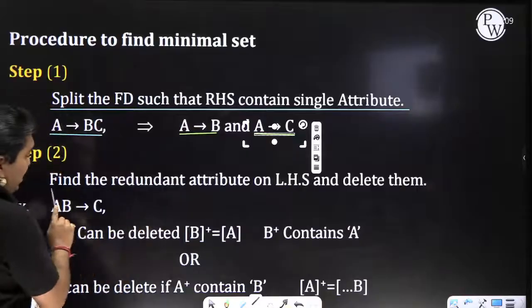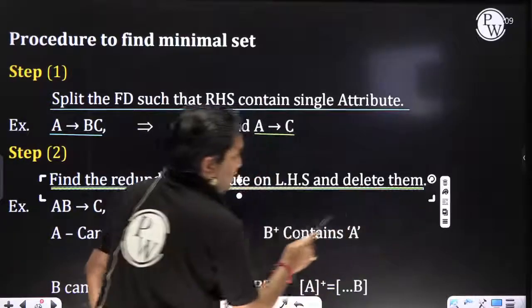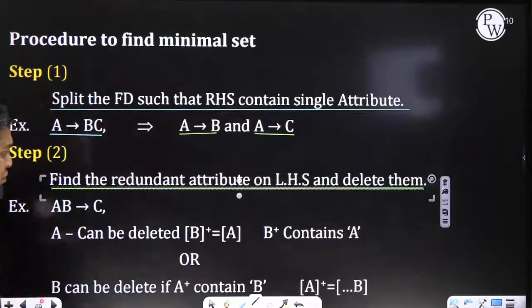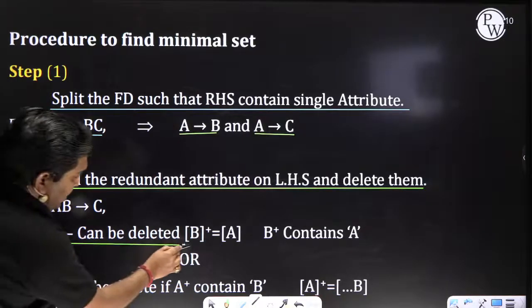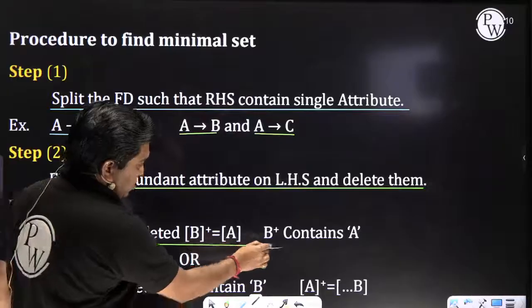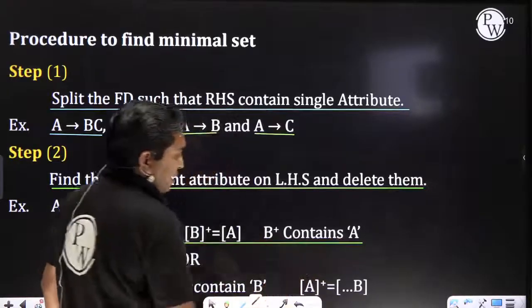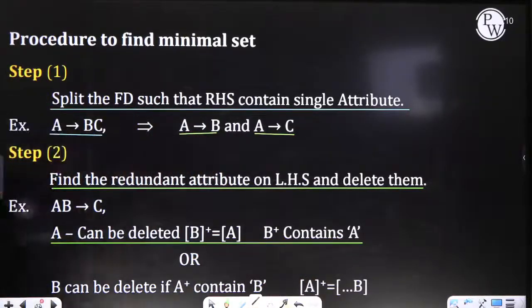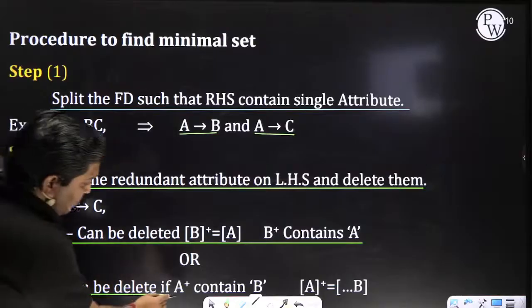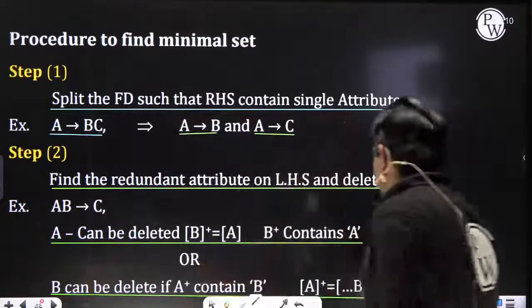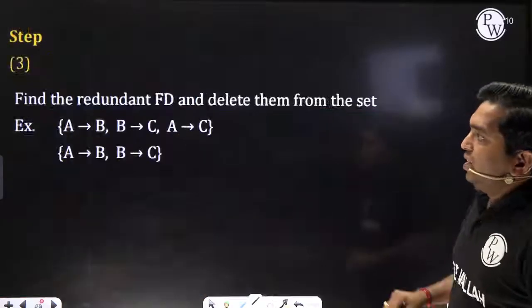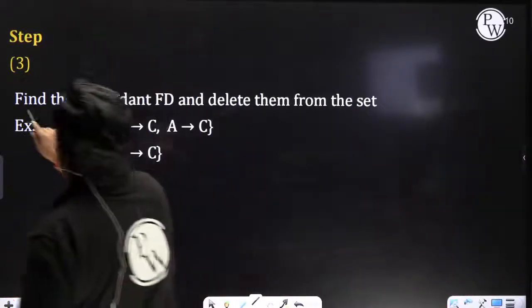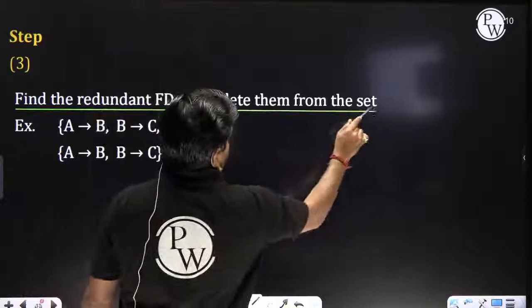Second, find the redundant attribute on LHS. What is redundant? A can be deleted if B plus contains A, or B is extra if A plus contains B. That is the meaning of redundant attribute. Third step, we find the redundant, then delete.